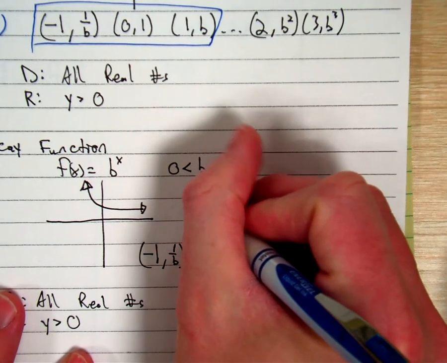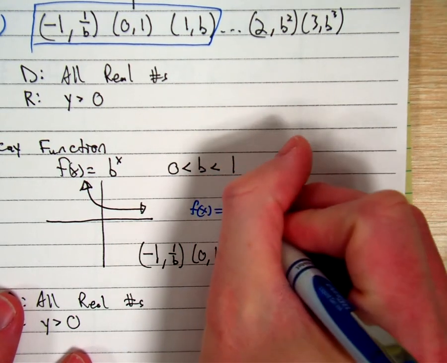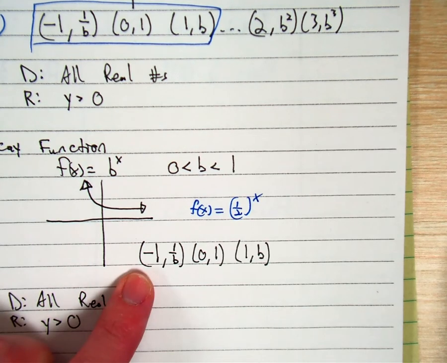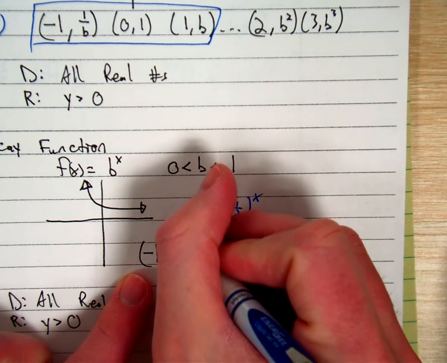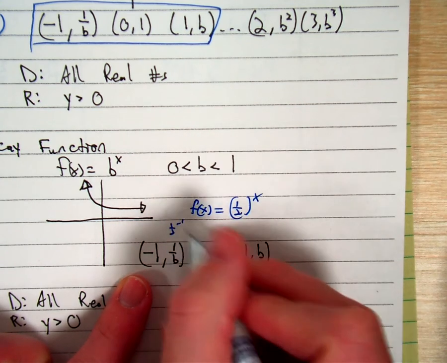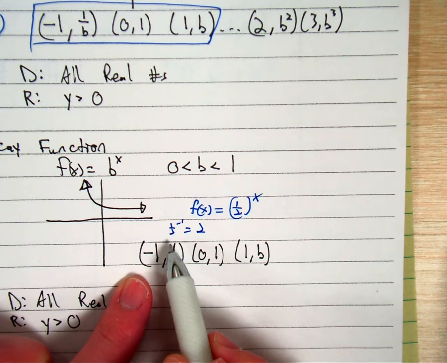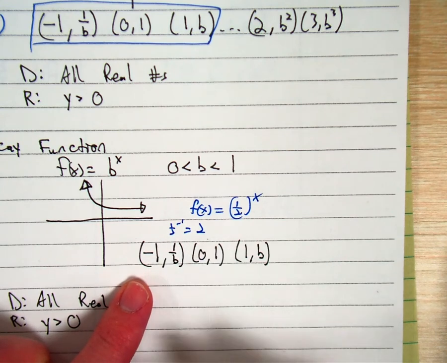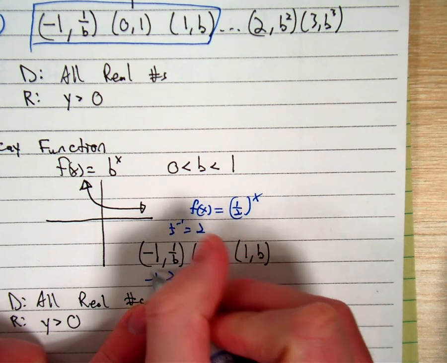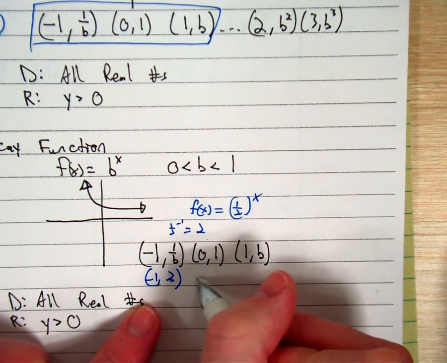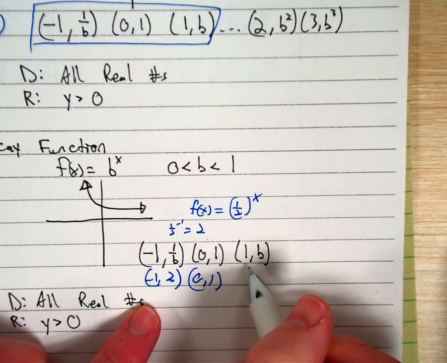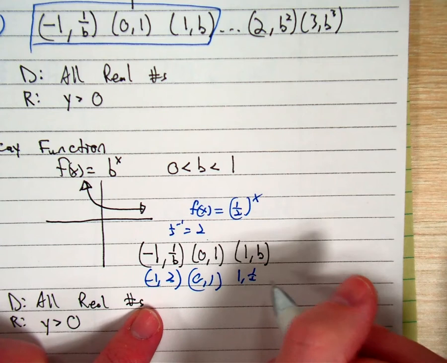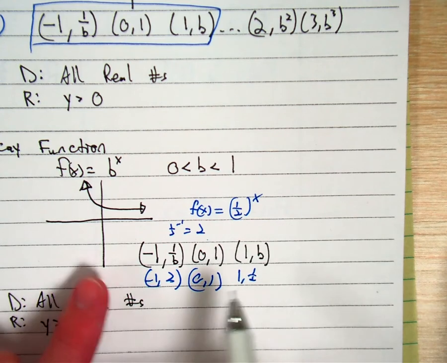What if I had f of x equals 1/2 to the x? Well, just like before, when I put negative 1 in there, 1/2 to the negative 1, that just flips it upside down. And when I flip a fraction upside down, now it flips it back over to 2. So negative 1 would be 2. 0 is still going to be 0, comma 1. And now when I put 1 in, 1/2 to the first power should give me a half.